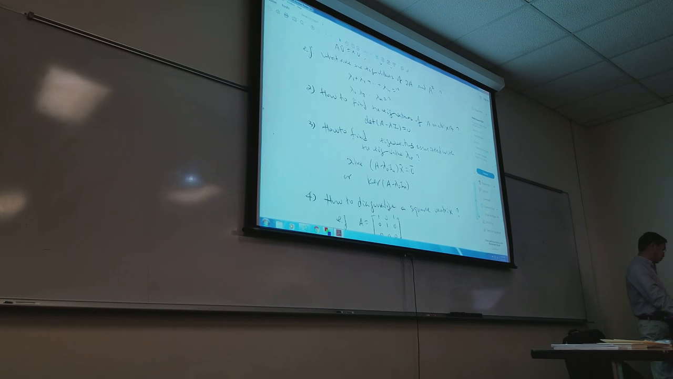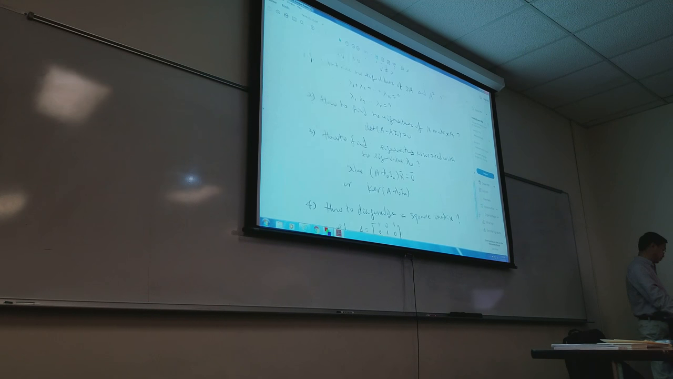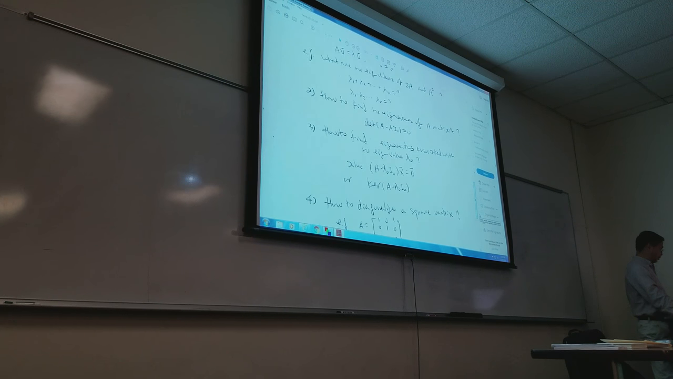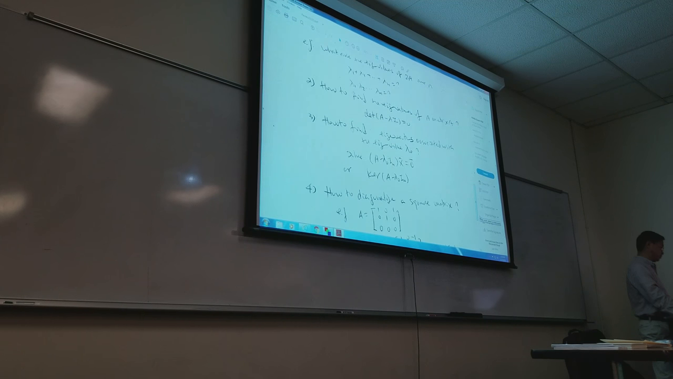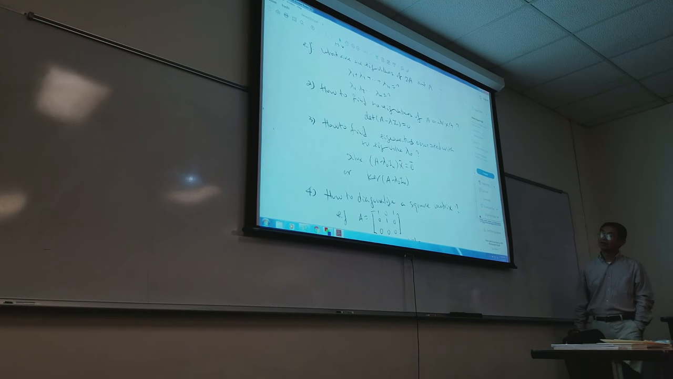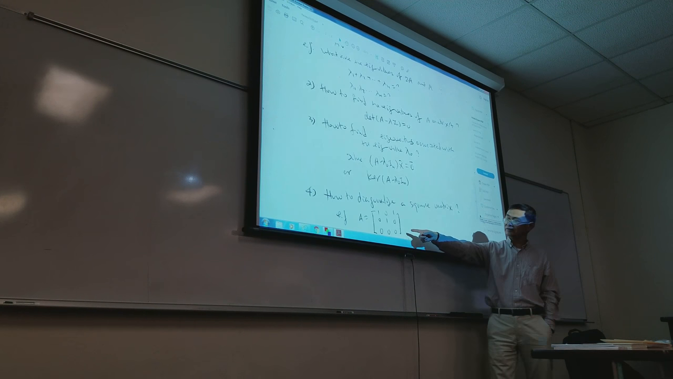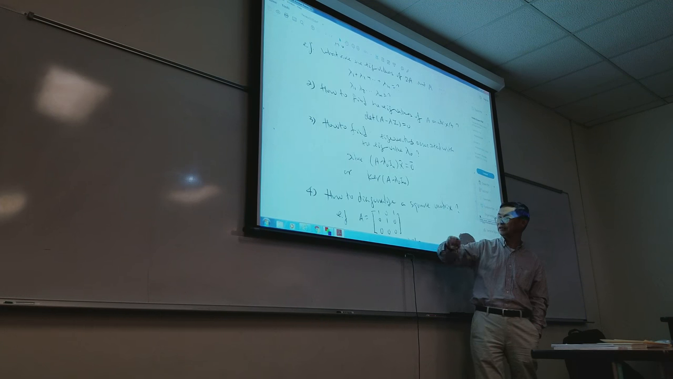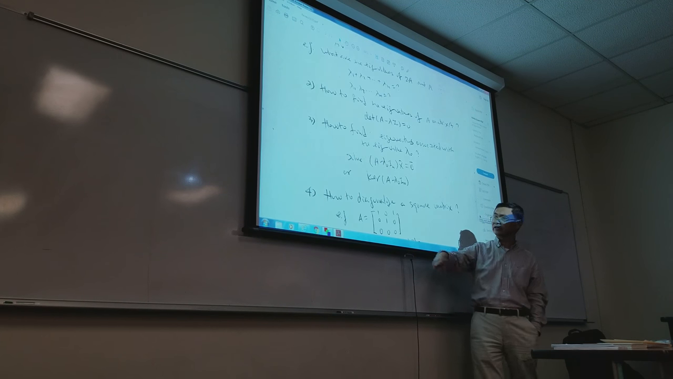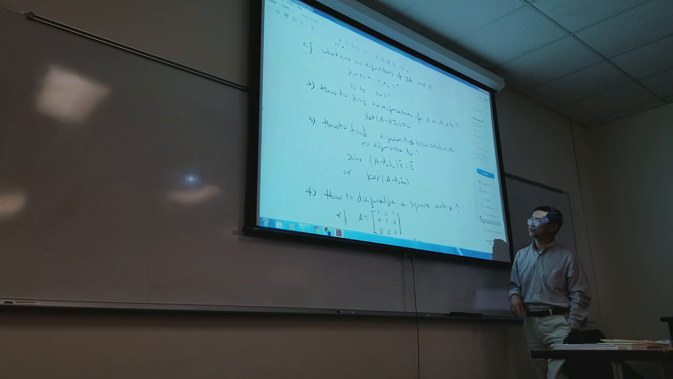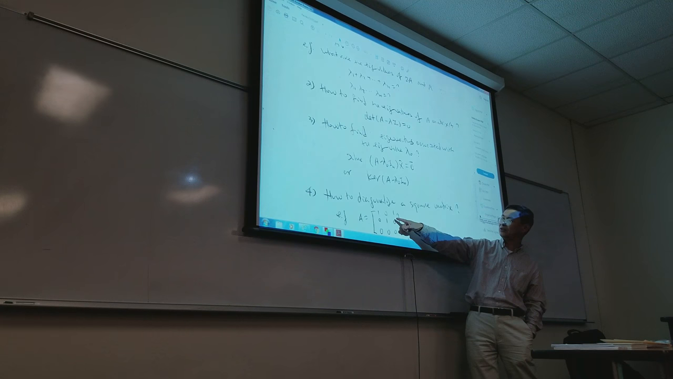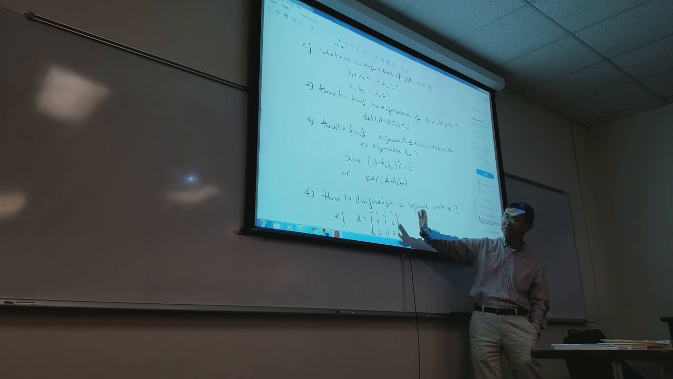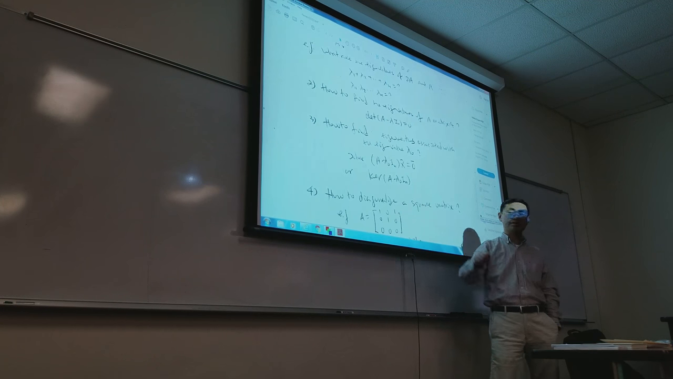Next one, the most important topic in this chapter: how to diagonalize a square matrix? Like this one. This matrix is quite simple. It is 3 by 3, with a lot of zeros. So how to diagonalize a square matrix? This one clearly is not a diagonal matrix, because here is a one. It's not diagonal. So how to diagonalize this matrix?